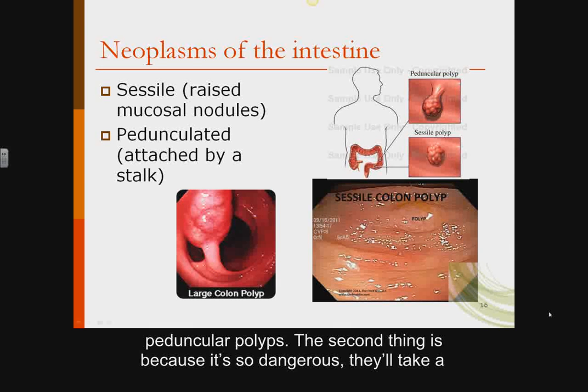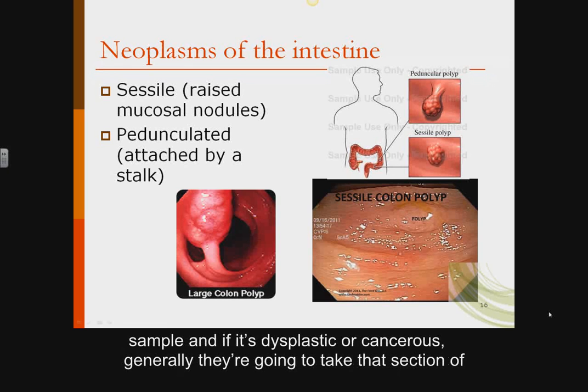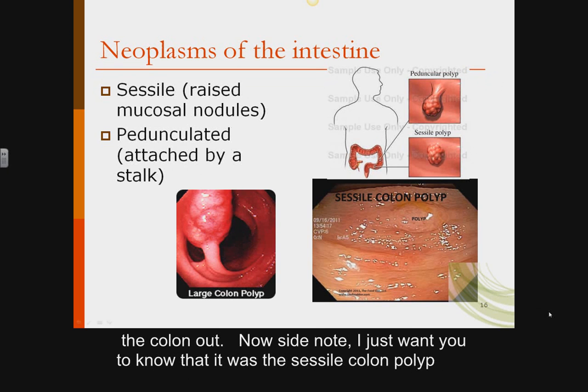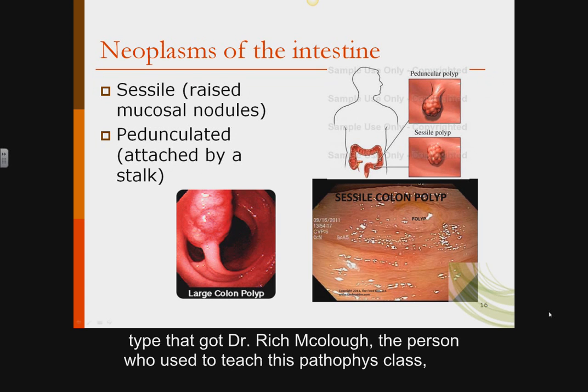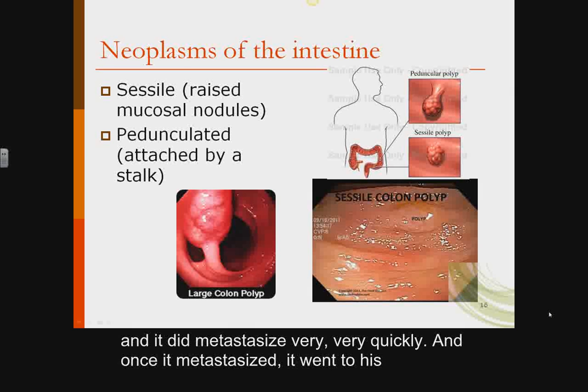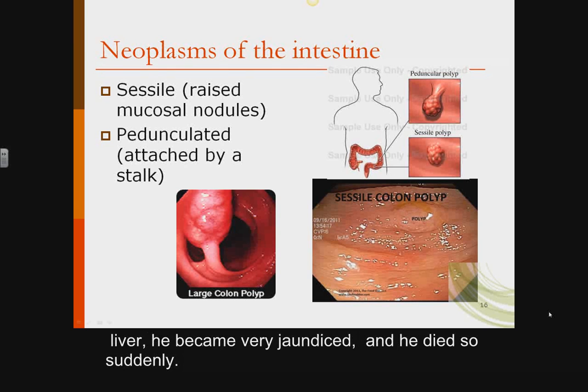The second thing is, because it's so dangerous, they'll take a sample, and if it's dysplasia or cancerous, generally they're going to take that section of the colon out. Now, side note, I just want you to know that it was the sessile colon polyp type that got Dr. Rich McCullough, the person who used to teach this pathophys class. And it did metastasize very, very quickly. Once it metastasized, it went to his liver, and he became very jaundiced, and he died so suddenly. It was very sad.